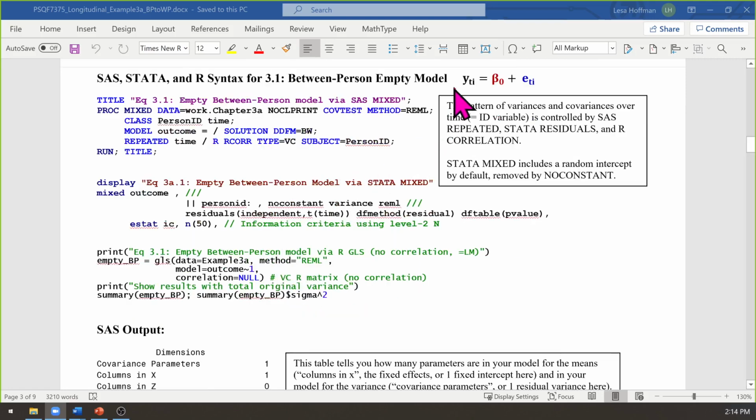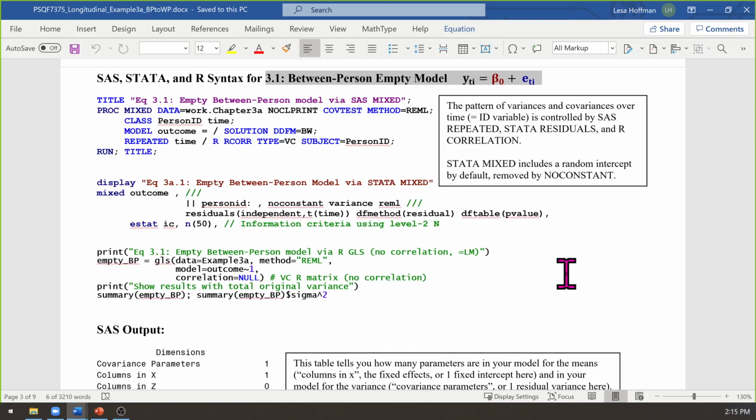But this model right here is where we are starting. This is the simplest possible model you could ever have. There's nothing in it. All it does is take your outcome variable and give it a mean and give it a leftover variance around that. So at this point, it's all the variance that's in Y and it's all in one pile.